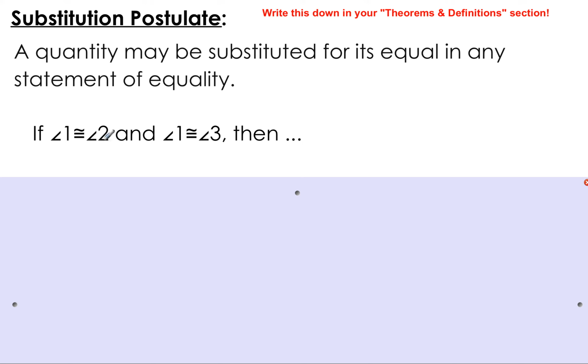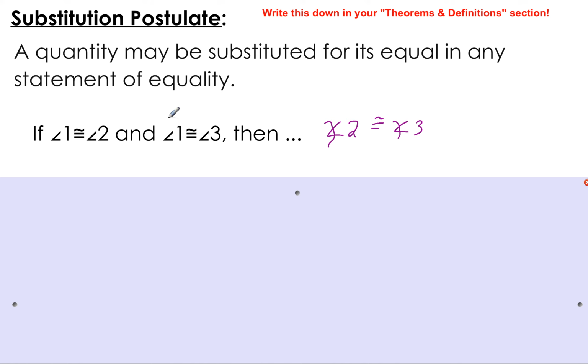If angle 1 is equal to angle 2 and angle 1 is equal to angle 3, then clearly that would mean what? Angle 2 is equal or congruent to angle 3. What allows me to say that? Well, look, angle 1 and angle 2 are congruent to each other. They have the same size and the same shape. Angle 1 and angle 3 are congruent to each other. They have the same size and the same shape.